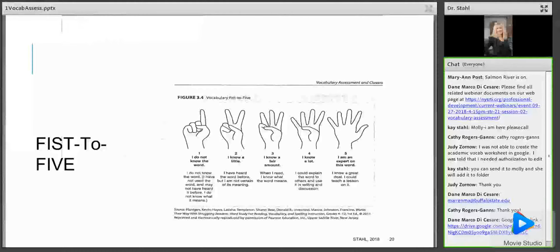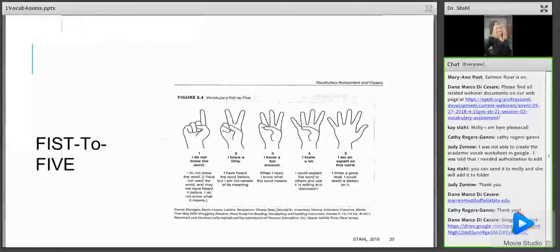The 5 is really a more informal, quick way, during class time, for more vocabulary, that you could get kids to do a very quick, on-the-spot knowledge rating. Teach them to use one finger if they do not know the word. I know a little about the word is 2 fingers. I know a fair amount. And see how they're qualifying it. 3, when I read, I know what the word means. 4, I know a lot. 5, I could explain this word to others.